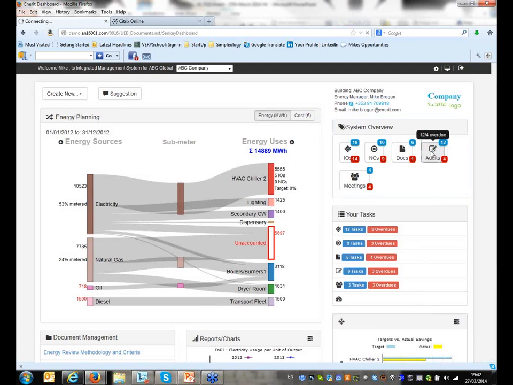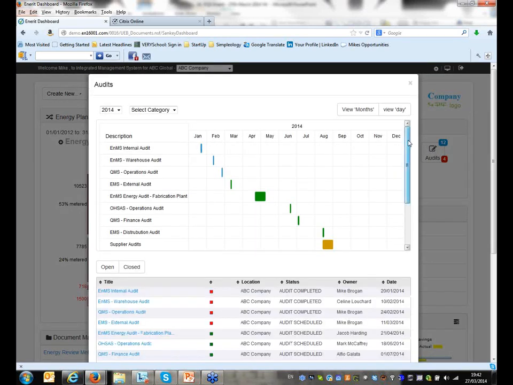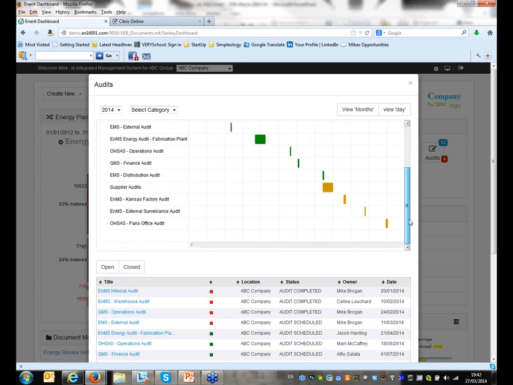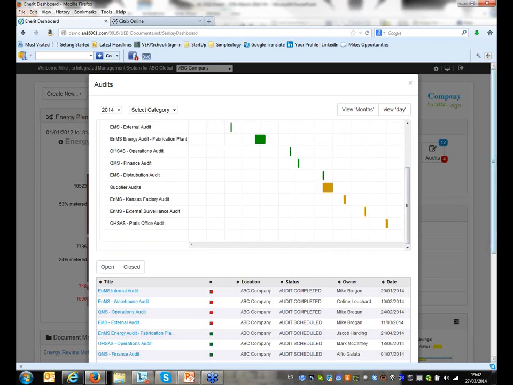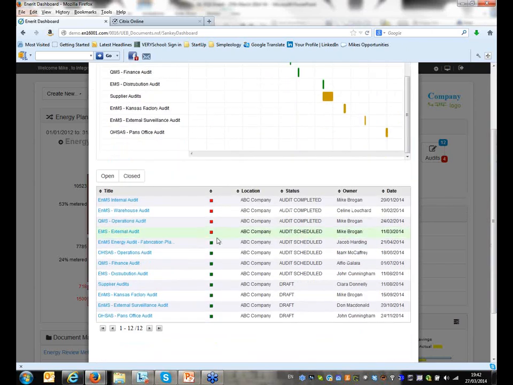And then also the audit. So within the audit system here, we have the ability to carry out audit scheduling. You can schedule all of your audits within the system, and you've got a one-stop shop basically for your energy management audits or your quality management audits or environmental management audits, health and safety audits. And this shows you the full schedule for the year, and you can click into these and see the detail. And down in the bottom of this screen as well, we have the more detailed information about these audits: the location, the status, owners, things like that.